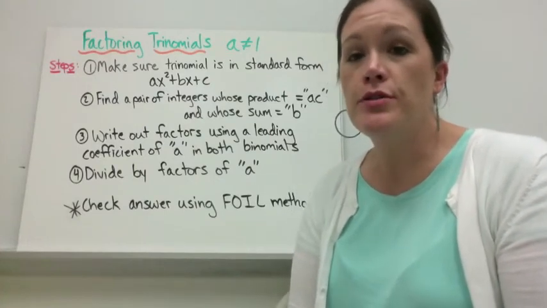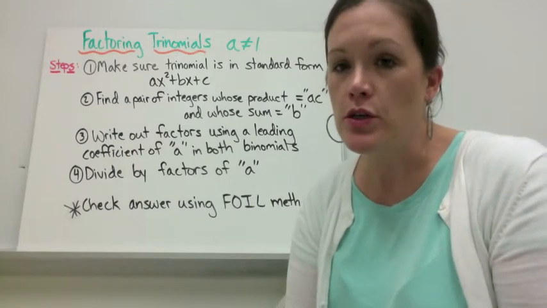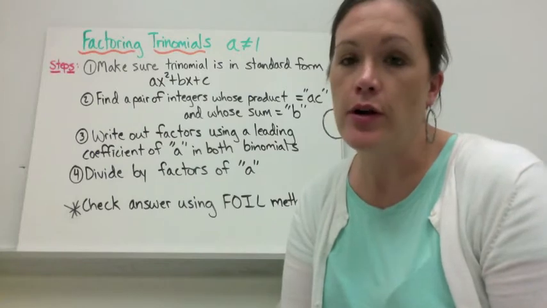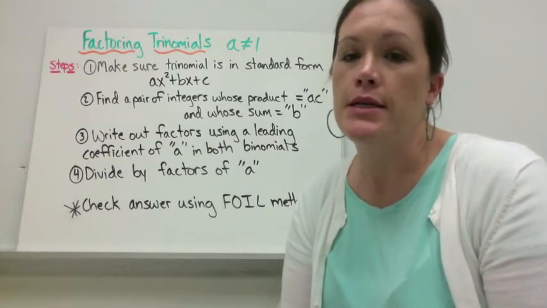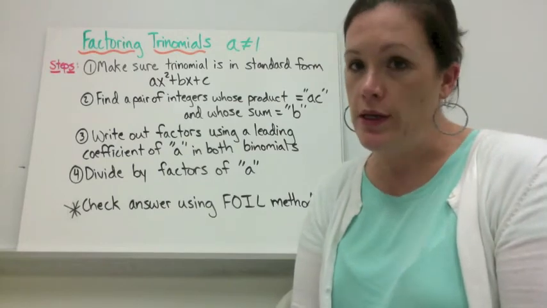Let's talk about factoring trinomials where a is not equal to 1. The first thing you want to do is to make sure the trinomial is in standard form. That's ax squared plus bx plus c.